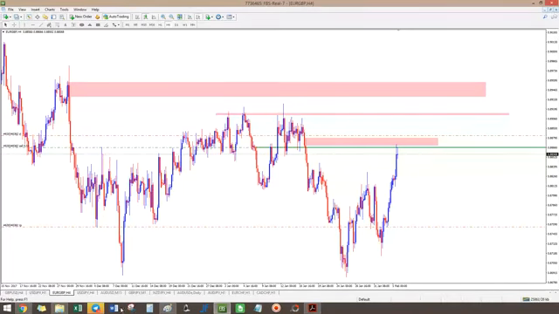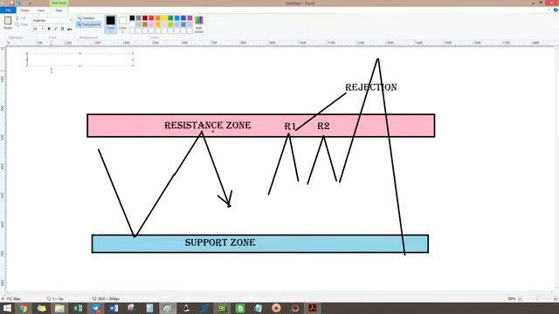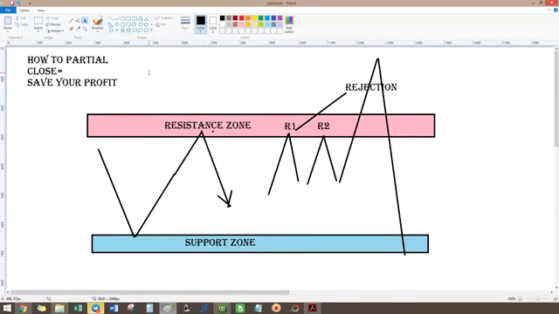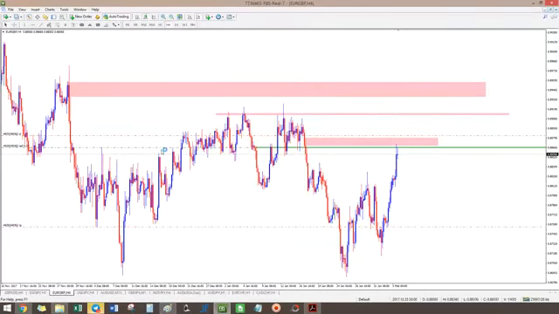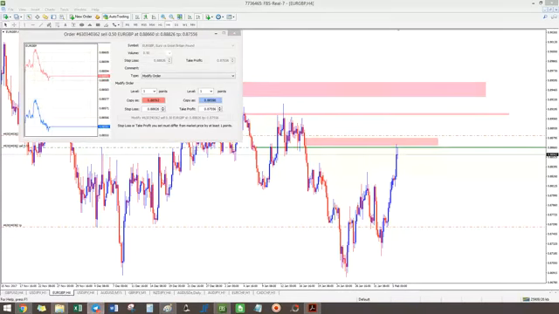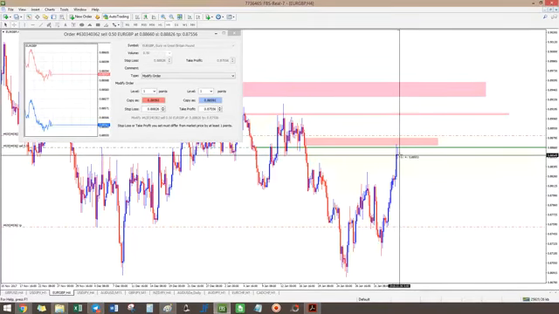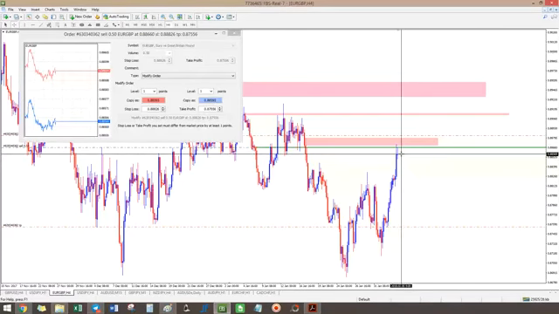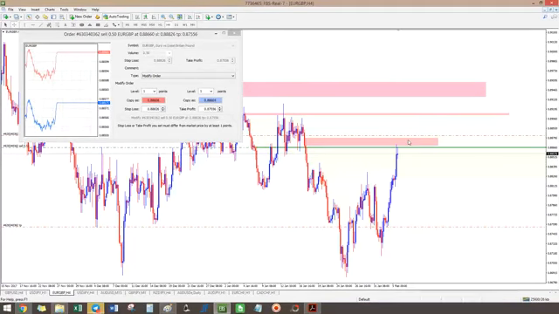So how to partial close? Save your profit. Okay, so over here, you just double click at the position. You already entered. Double click. Are you watching this? So over here, we do not know whether the price will go to our take profit or it will bounce up and hit our stop loss. We do not know. So before this, I already partially closed my position.